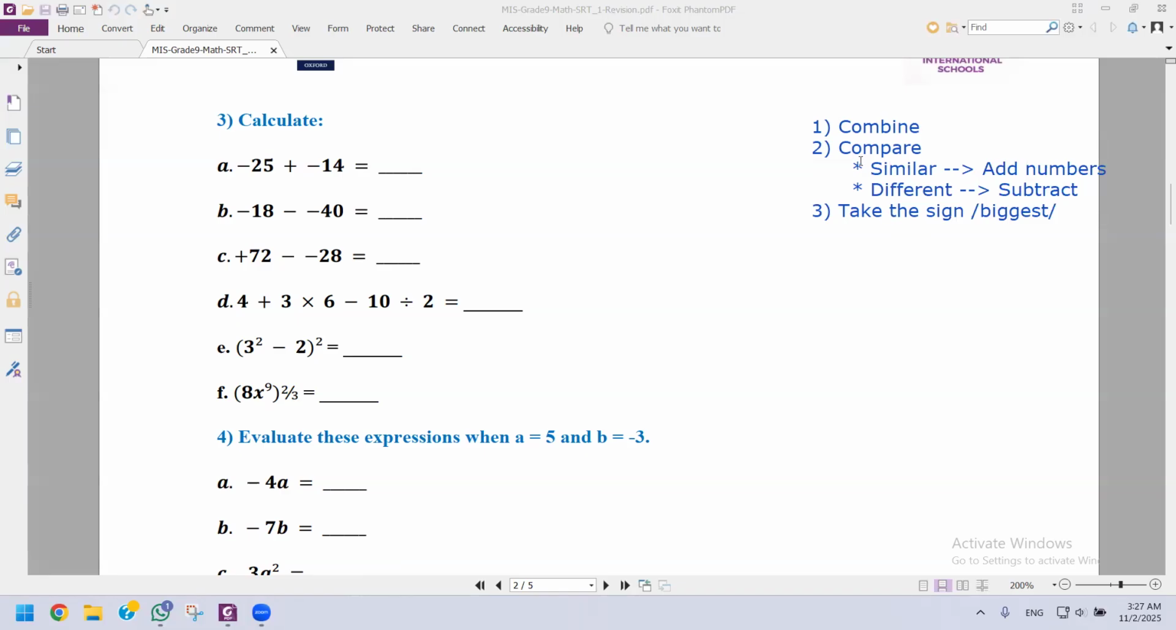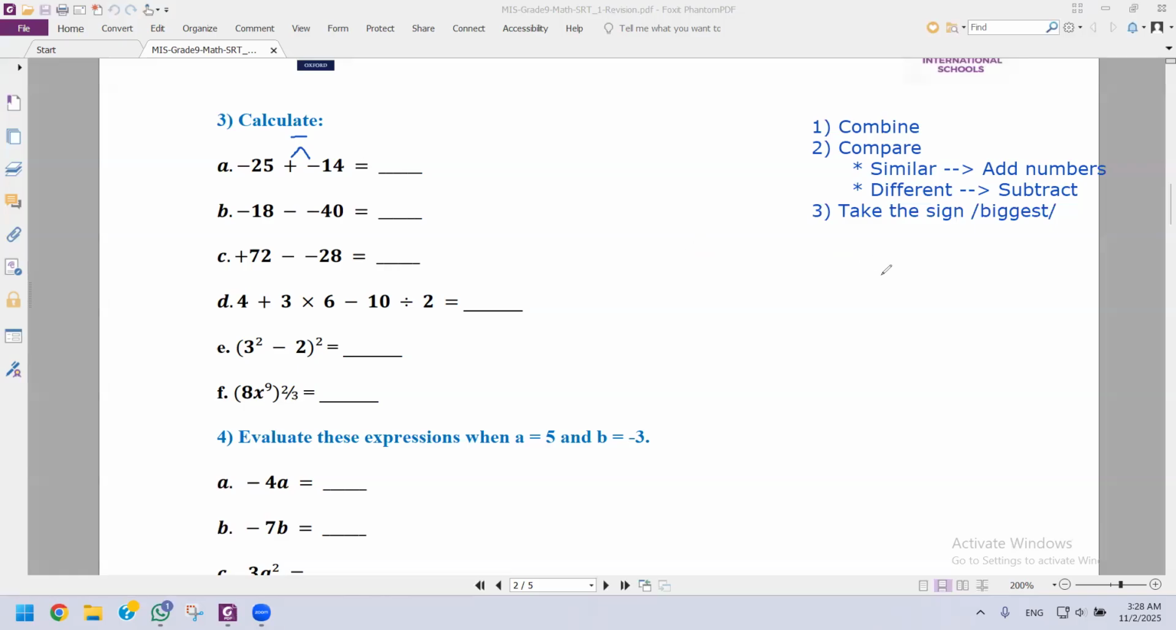Okay, now since I have the steps here on the right, let's apply them. First, combine. What do I combine? If I have 2 signs next to each other. Do I have it here? Yes, I have plus and minus written next to each other. What is plus times minus? It's minus.